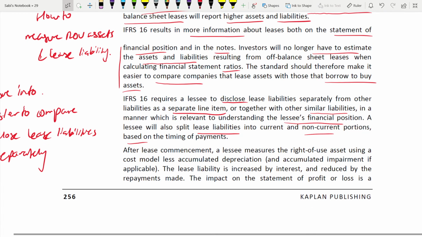So after the lease commencement, they measure the right of use asset, right? How do they measure the right of use asset? Cost less accumulated depreciation, and also if impairment is there. And lease liability is increased by interest and it is reduced by the repayment. You have to talk about these things because we are talking about the impact on the financial statement. Remember, if your interest increases, if your loan amount increases or reduces, it will have an impact. That's why they are talking about it here.